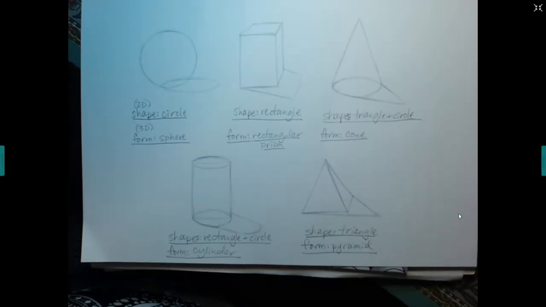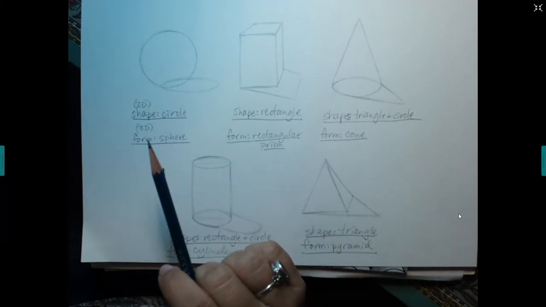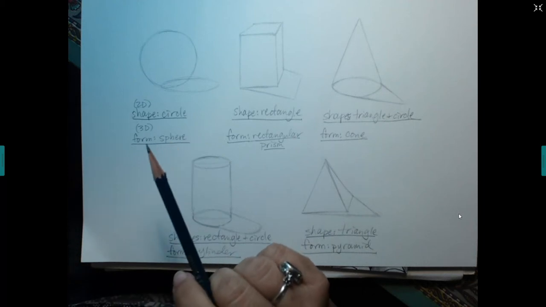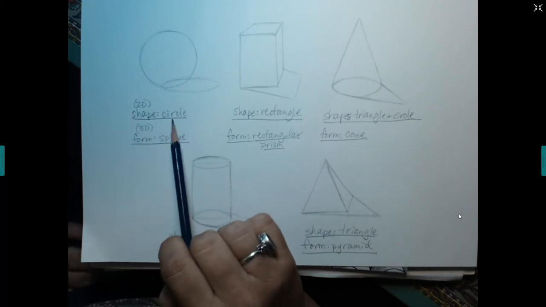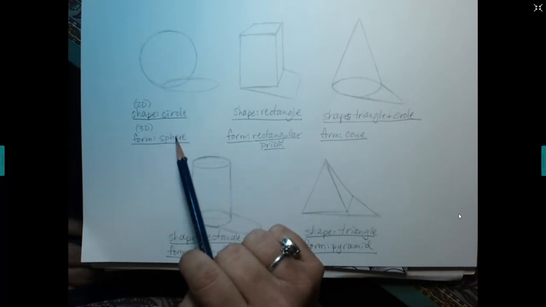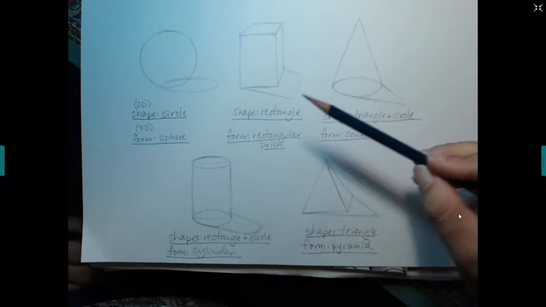Hello artists, we're going to work on how to shade 3D forms that start out with a basic shape. So I've got 5 basic shapes that are turning into forms by extruding them into 3-dimensional space. First, if I take a circle and I shade it, I'm going to end up with a sphere, and I've outlined where a cast shadow would fall for each of these.